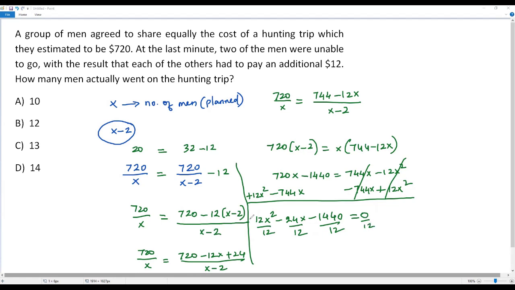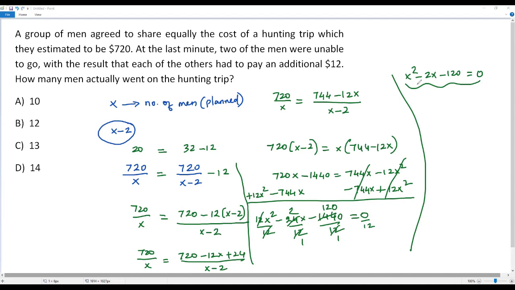When I do so, this 12 will cancel out. 12 goes into 12 one time, 12 goes into 24 two times. Here 12 goes into 12 one time, 12 goes into 144 twelve times, and we can take this 0 over here. And we get x squared minus 2x minus 120. On the right side, when I divide 0 by 12, I'm still getting 0.